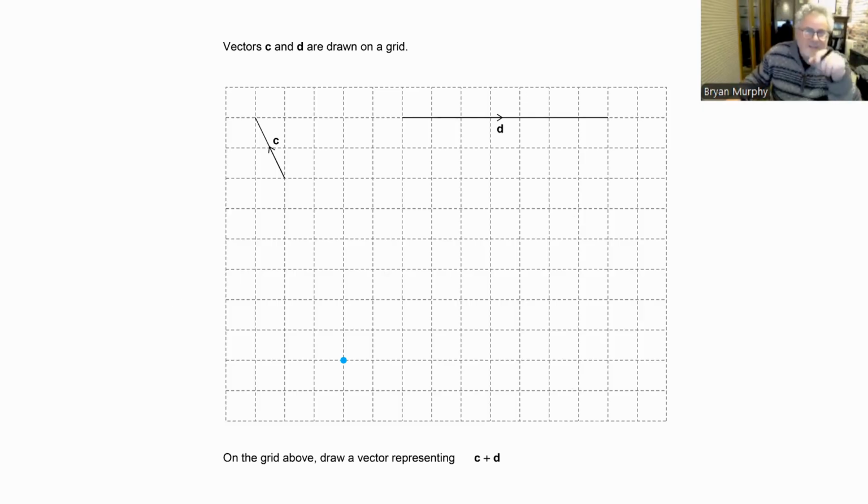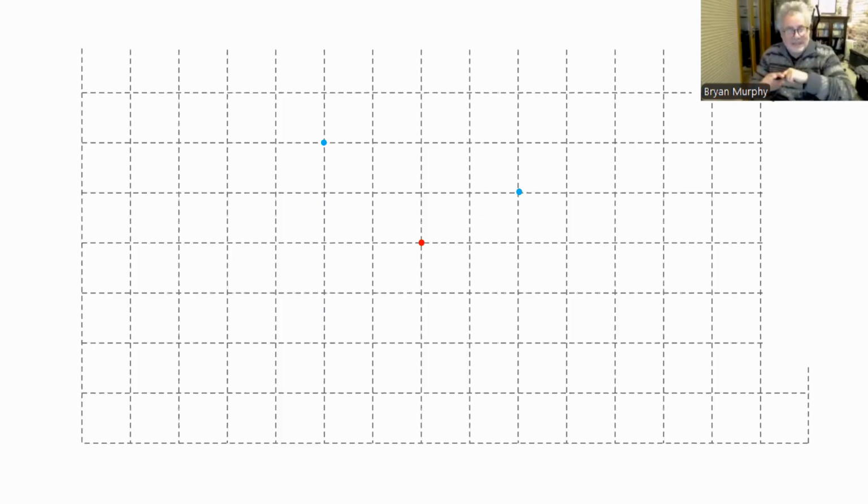Let's have a think about what happens if we add these vectors. I'm going to add this vector going up in this direction, and I'm going to add it to a vector going from the same point in this direction. So it's starting at the same point and it goes in that direction there.